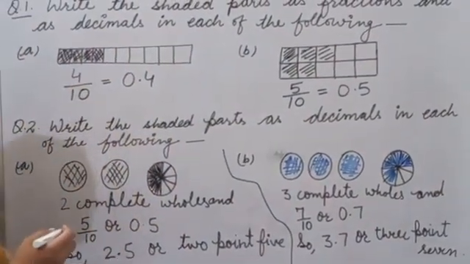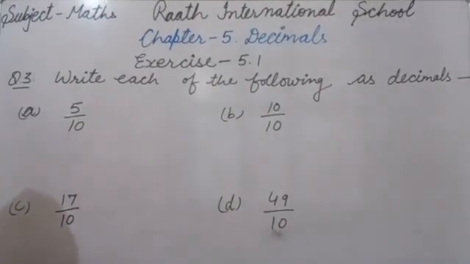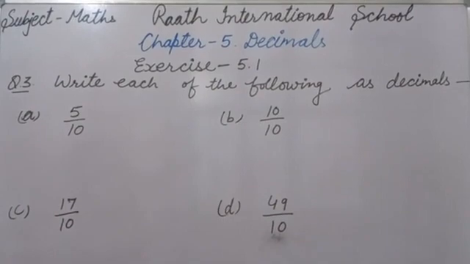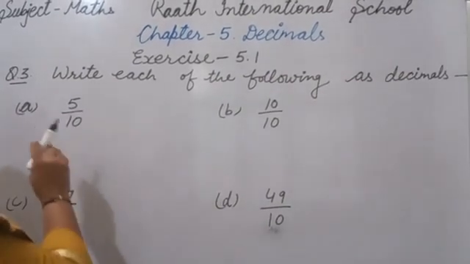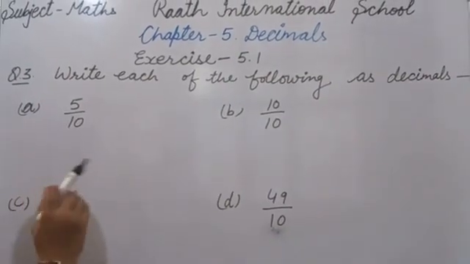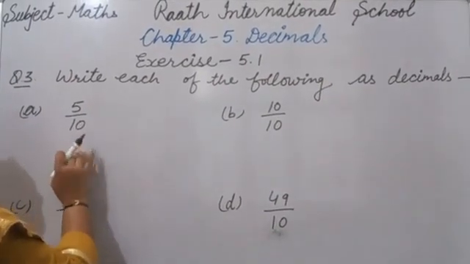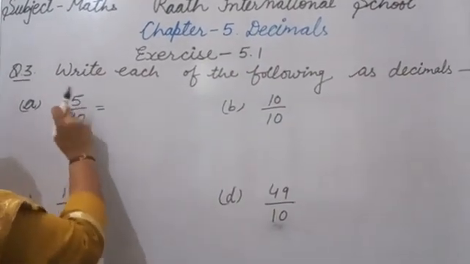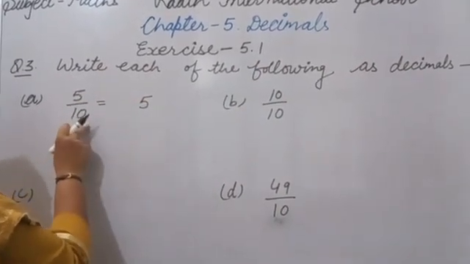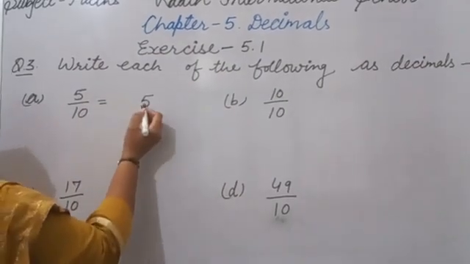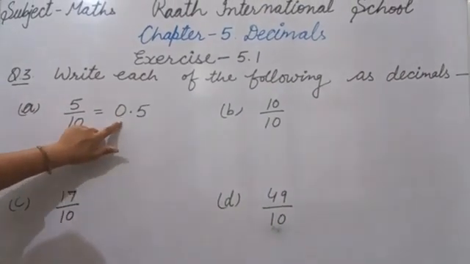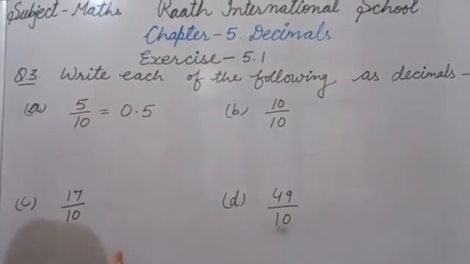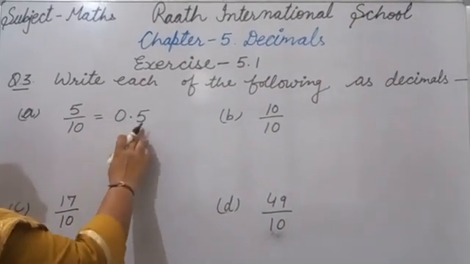Question number 2. Now we will do question number 3. Write each of the following as decimals. Okay, here fractional numbers are given and you write them into decimal form. So here A part, 5 upon 10. As we know, whenever 10 is there, after one digit we take a decimal. So in the numerator we have only 5 and denominator 10. 10 means after one digit we take a decimal. So here we will take a decimal. And now we can put here 0 because before the decimal there is no value, and 0, as we know, has no value, so it becomes 0.5.